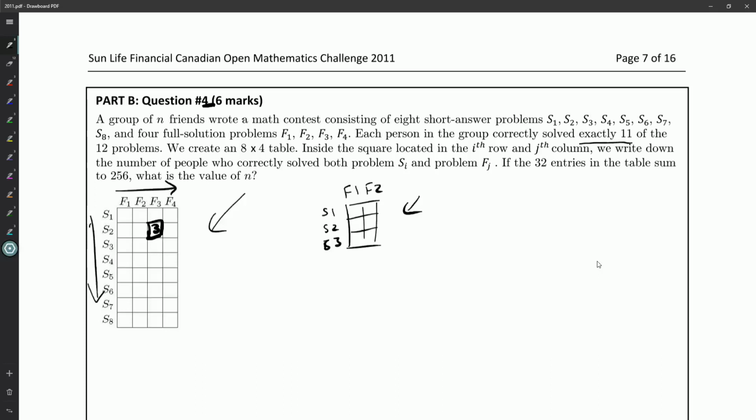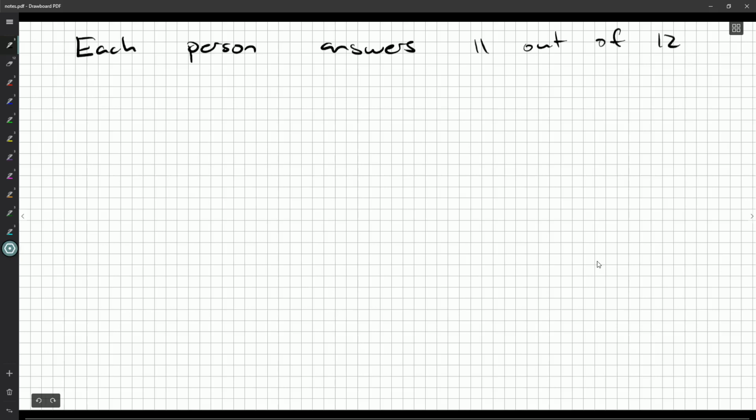But another way we could do it is say, well, what's the possible impact of one friend, one person? Instead of trying to figure out how many people answered these 2 questions, and then there's some overlap with this, let's just say each person answers 11 out of 12 questions. So what does each person contribute to the numbers in the table? If they get 11 out of 12, they each get 1 wrong. So either one of the Fjs is wrong, or one of the Sis is wrong. Okay, those are the possible options.